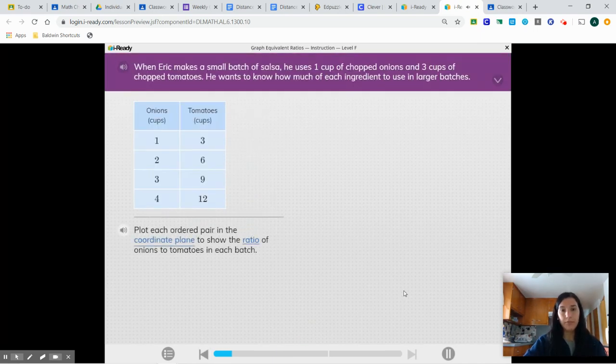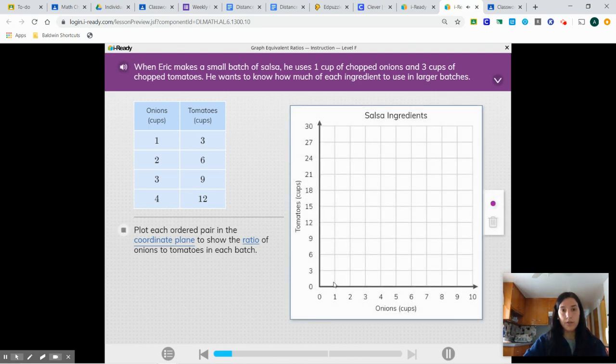Now we can graph. You can graph these equivalent ratios to see the relationship between the quantities. Plot each ordered pair in the coordinate plane to show the ratio of onions to tomatoes in each batch. So remember, we have our X and our Y. We see our X is labeled with onions, our Y labeled with tomatoes. So here we go. We have 1, 3, 2, 6, 3, 9, and 4, 12.